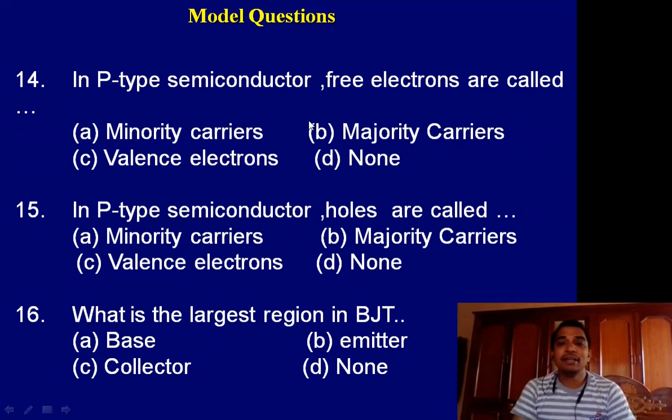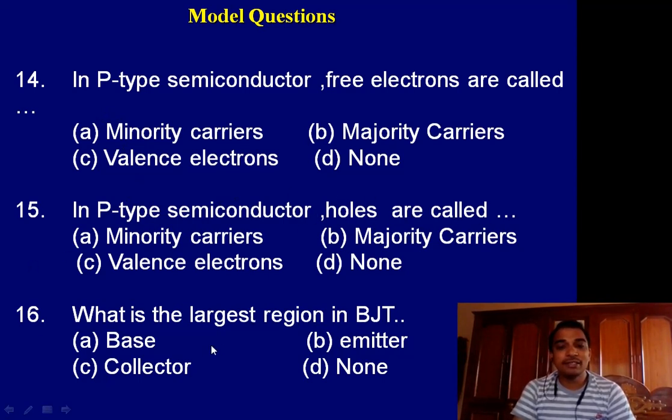P type semiconductor, free electrons are called? P for positive, holes are majority, minority are electrons. So free electrons are minority only. Answer A. P type semiconductor holes, that is majority only.